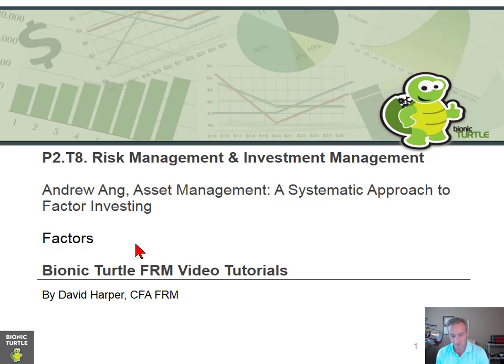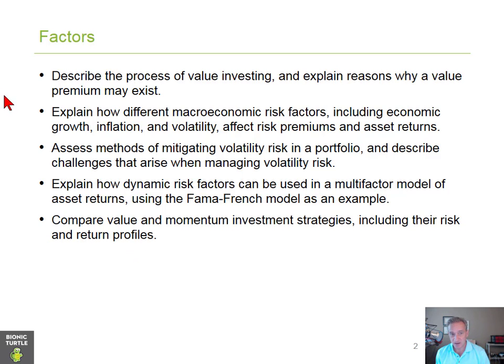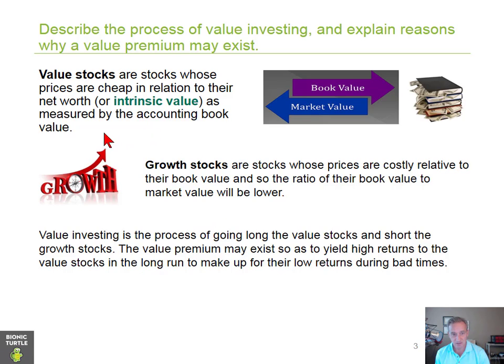So now we're into a discussion of some of the concrete factors, and we have 5 learning objectives. You can see they're all qualitative. We don't yet have computations to do in Ng, so I think that's a pro and a con. A lot of theory continues. And so we start with: describe the process of value investing and explain reasons why a value premium may exist.